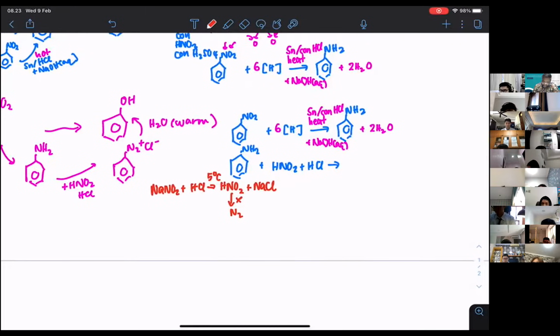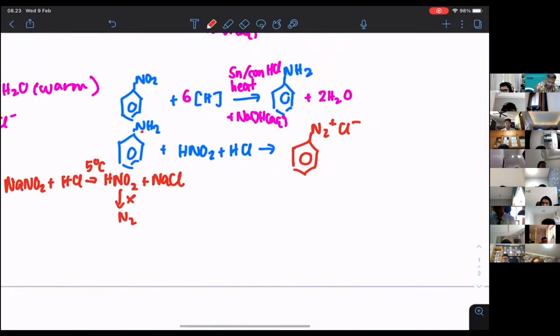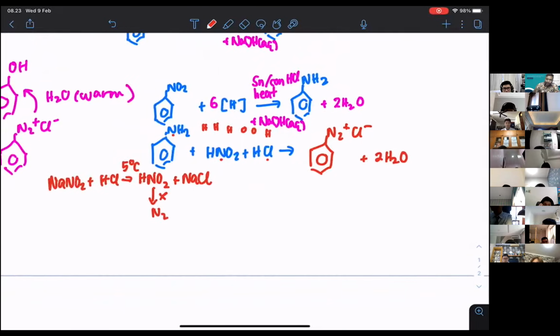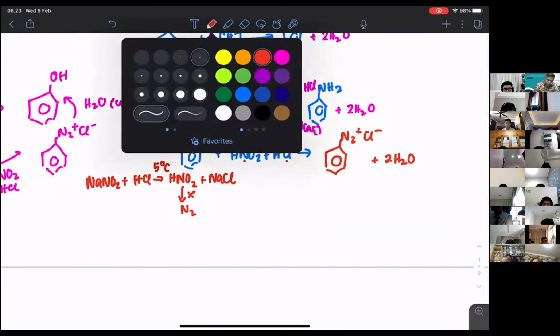So here, what is going to happen? You are going to get N2+ Cl-. This one and this one joined together with this. So I have 2 hydrogen there, 1 hydrogen here, 2 oxygen, and 1 hydrogen over there. So you can see that you can form 2 H2O. Once you get this salt, you need to move on.